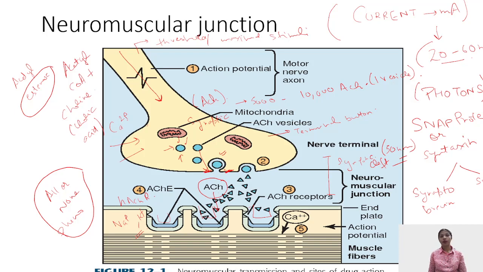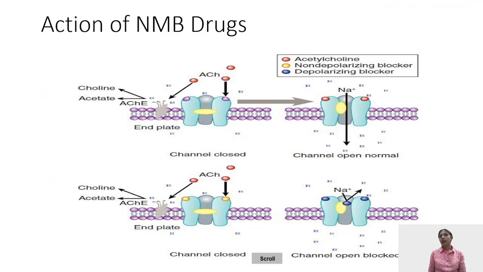Now moving forward, the action of the neuromuscular drugs. I'm not getting into detail of the neuromuscular drugs, but before we study the neuromuscular monitoring, you should just have a recapitulation of how these drugs actually act. There are two classes of drugs that we talk about. One are the depolarizing blockers and the other are the non-depolarizing blockers, right?